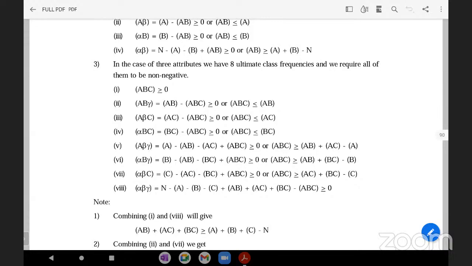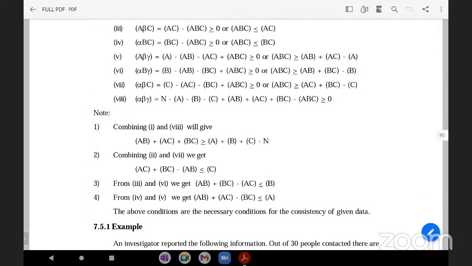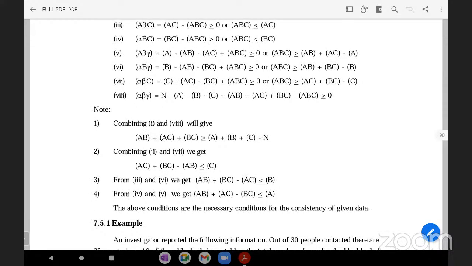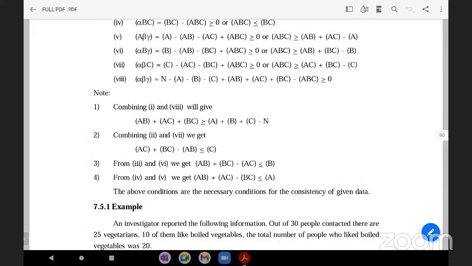Alpha B gamma equals B minus AB minus BC plus ABC, greater than or equal to 0. Alpha beta C equals C minus AC minus BC plus ABC, greater than or equal to 0. Alpha beta gamma equals N minus capital N minus A minus B minus C plus AB plus AC plus BC minus ABC, greater than or equal to 0. Combining 1 and 4, we can get some more conditions. Necessarily, we can take these 4 points also.